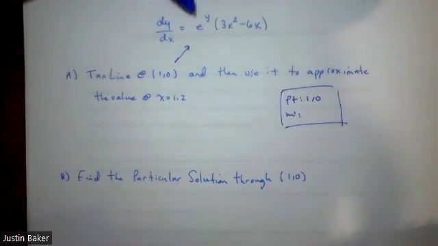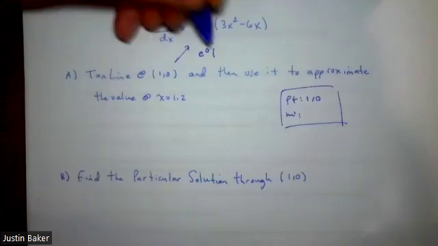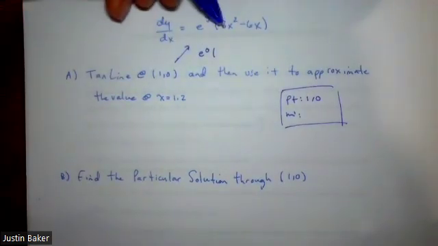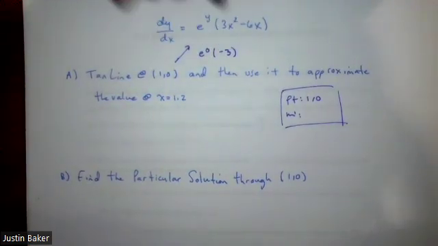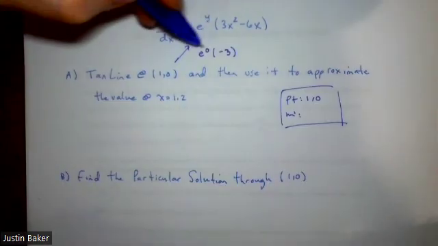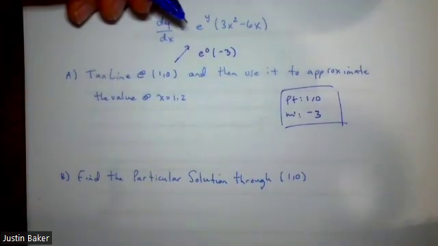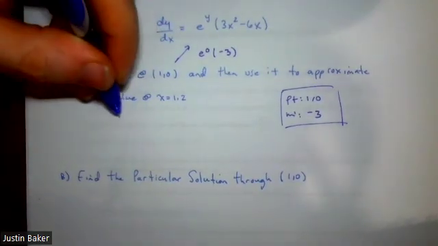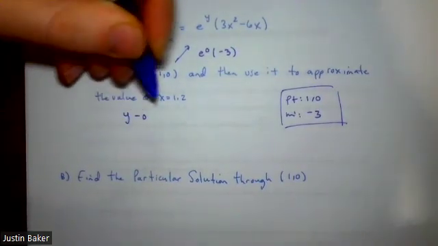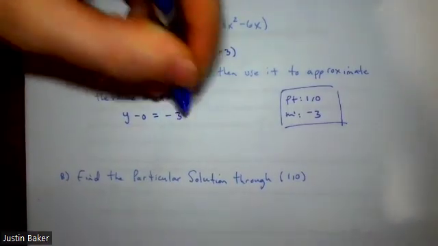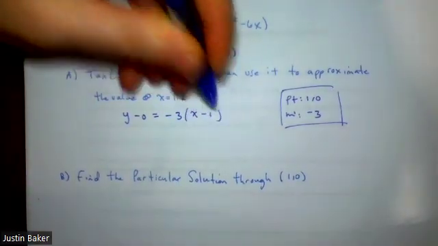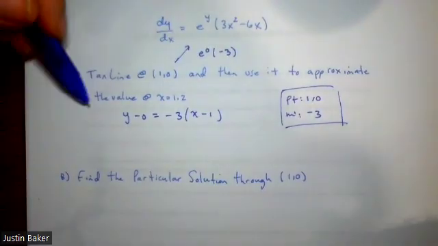If we put in 0 for y, that's going to be e to the 0. And if we put a 1 into these, that's 3 minus 6, which is negative 3. So e to the 0 is 1. So that would produce a slope of negative 3. So then this would be y minus 0 is equal to negative 3 times (x minus 1). That would be our tangent line.